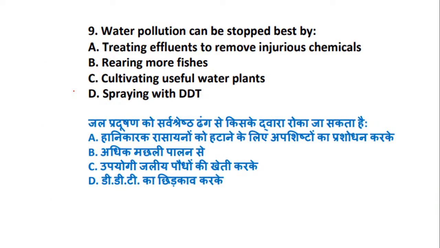Water pollution can be stopped best by. So it is talking about the measures to stop water pollution, whether it is treating effluents to remove injurious chemicals, rearing more fishes, cultivating useful water plants, or spraying with DDT, that is a pesticide. So what exactly can help in order to stop water pollution? Just read the options carefully. Be careful when you're reading the options.